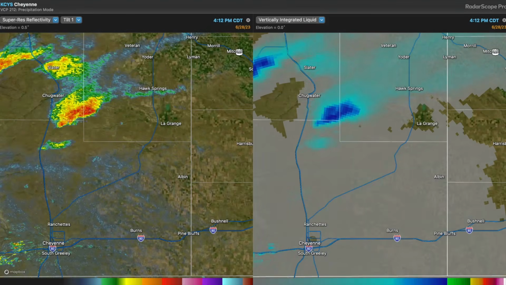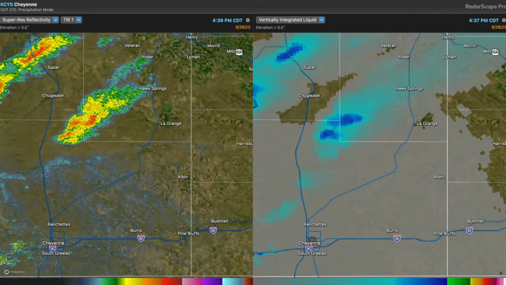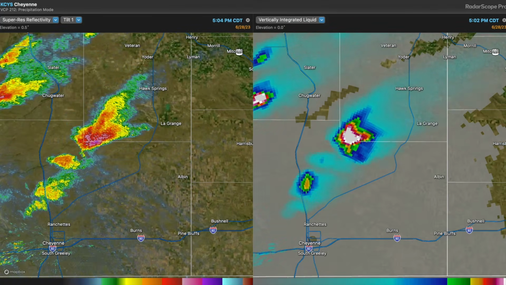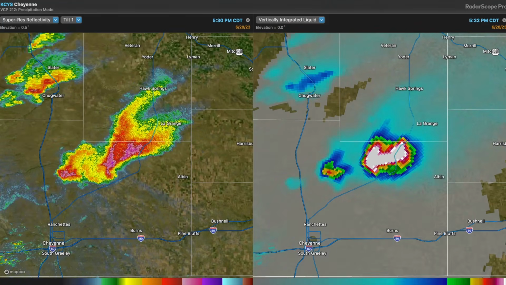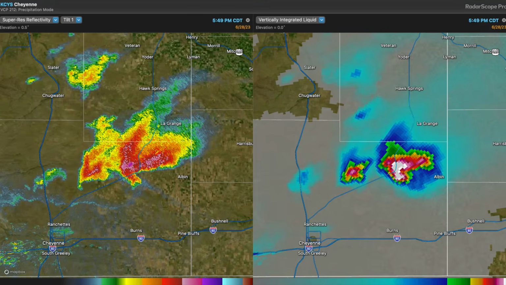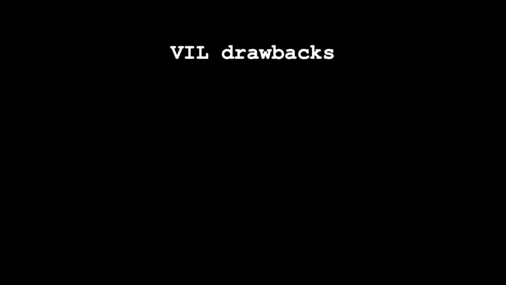Many chasers utilize VIL to determine whether or not a storm is producing hail, as well as how big that hail is. Because larger hailstones correspond to higher liquid water content, high VIL values can suggest that large hail is occurring. However, this practice is not entirely accurate, as VIL on its own is not a great tool to use to identify hail-producing storms. There are several reasons for this.